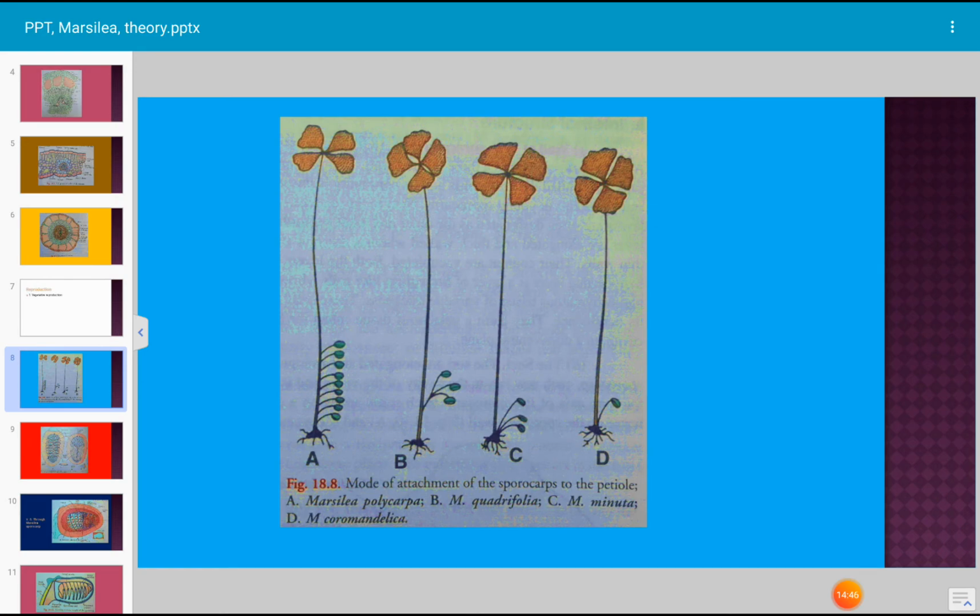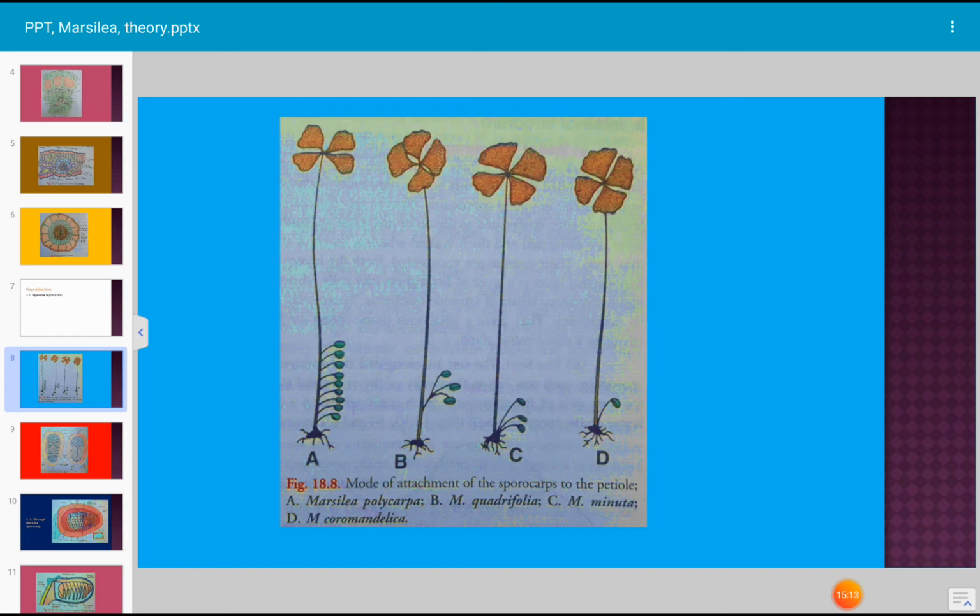The plant is a sporophyte, that means a spore producing plant. It bears a special structure for the production of spores, which is known as the sporocarp. The sporocarp produces two types of spores, that is microspores in microsporangia and megaspores in megasporangia. Therefore, it produces two types of spores, and it is a heterosporous plant.